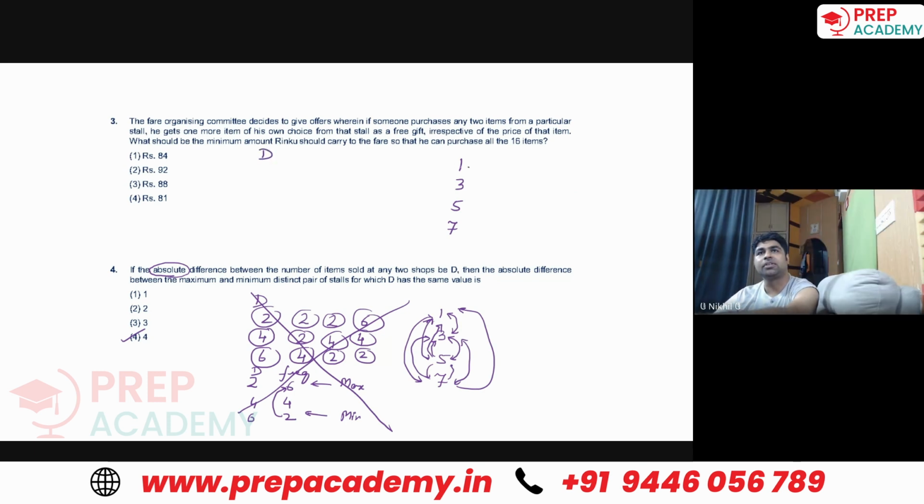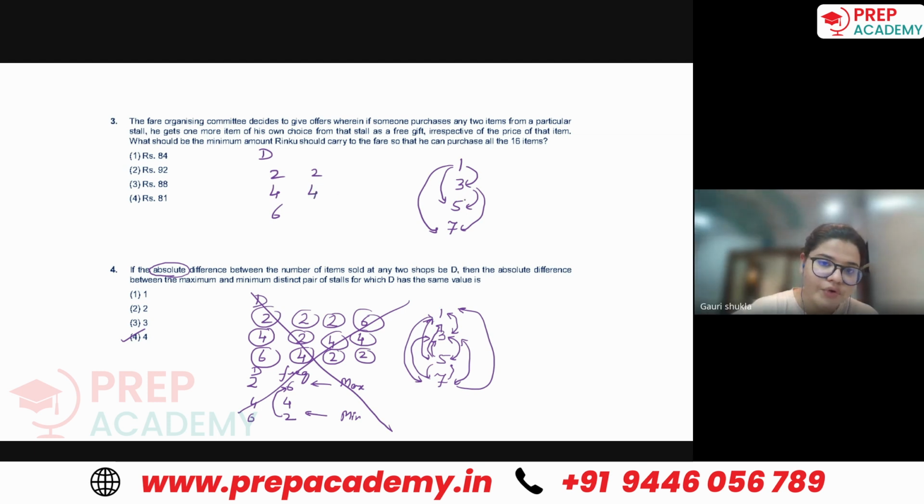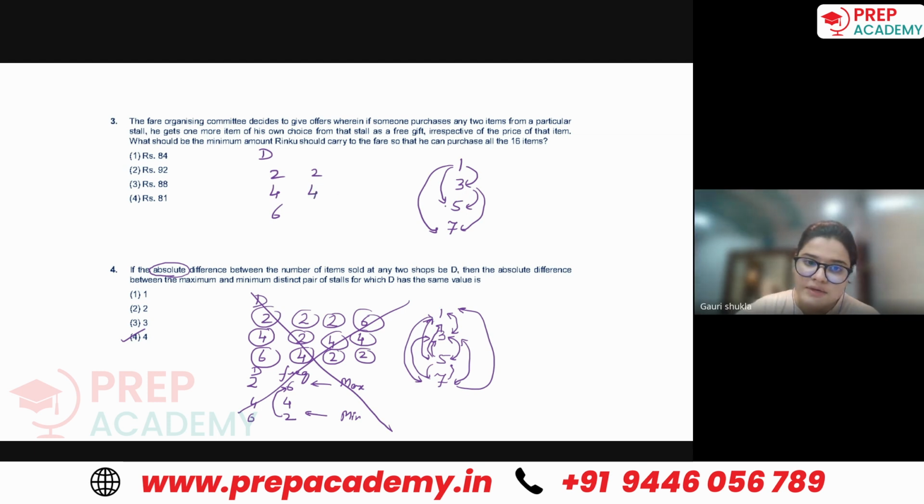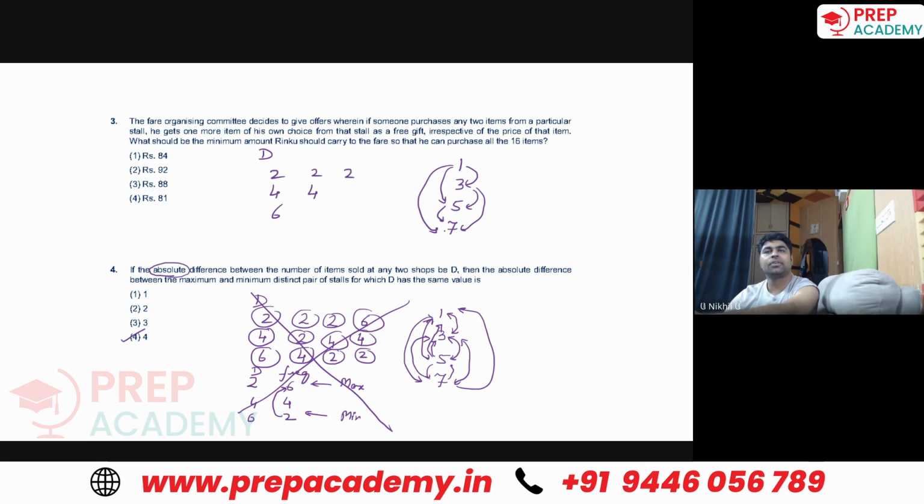So what would be your values? 1 with 3, 2; 1 with 5, 4; 1 with 7, 6. Now 3 with 5, 2; 3 with 7, 4. Only these two options will be there. And then 5 with 7, 2. With 7, I can take no more differences.